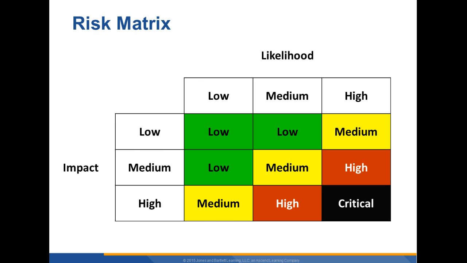Here we see the risk matrix, likelihood, and then impact. Obviously, if the impact on the system or your assets is high and the likelihood is high, that's going to be critical. If it's low and low, that's going to be low, and then they have the medium in between. And it's up to each organization to determine where their risk falls in this matrix, based on the likelihood of a vulnerability being exploited and based on the impact of that exploit on the organization.